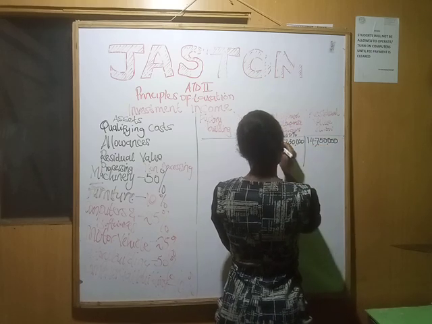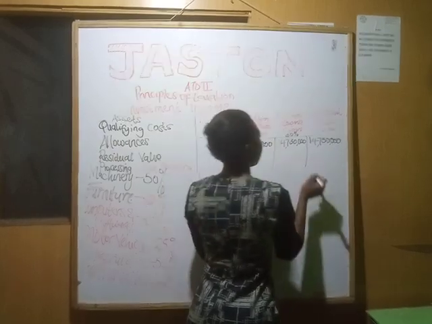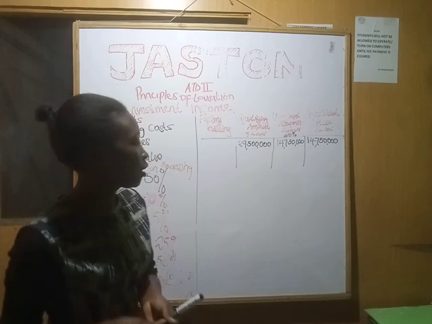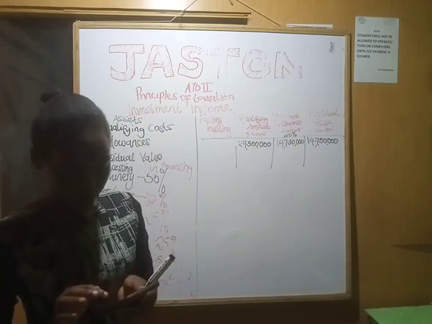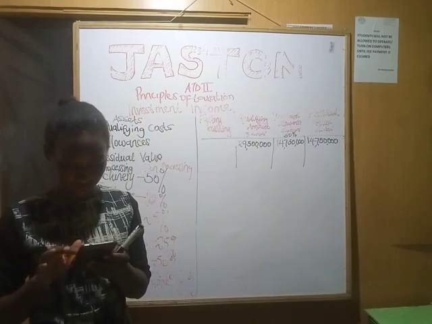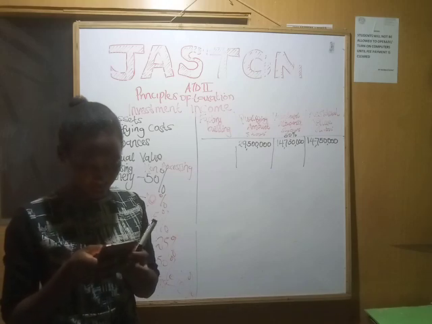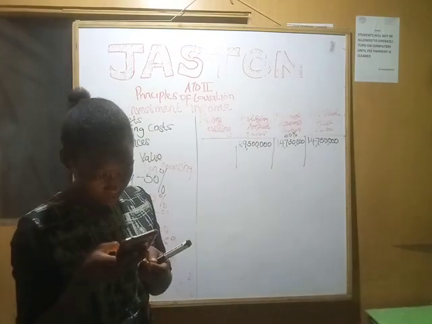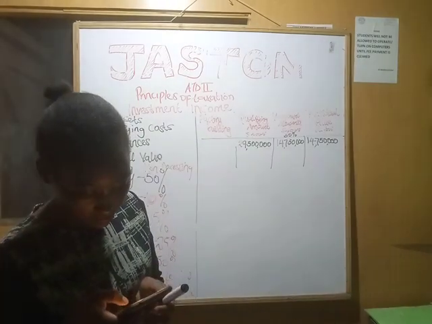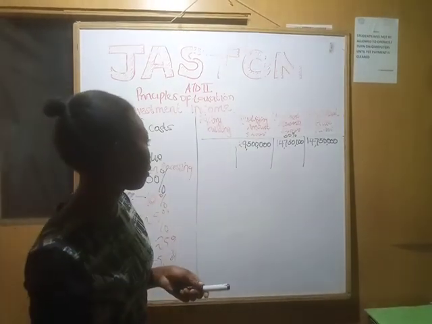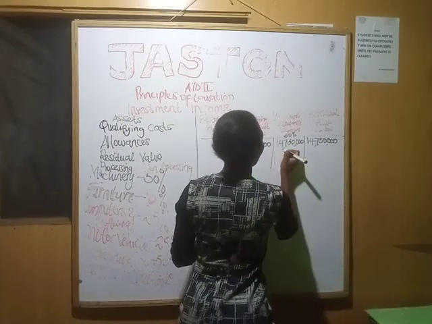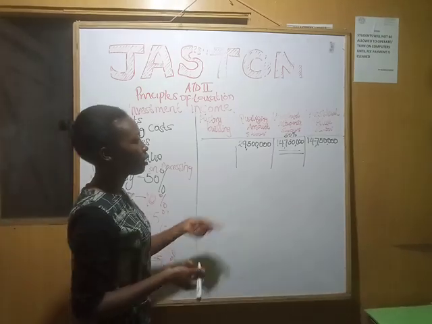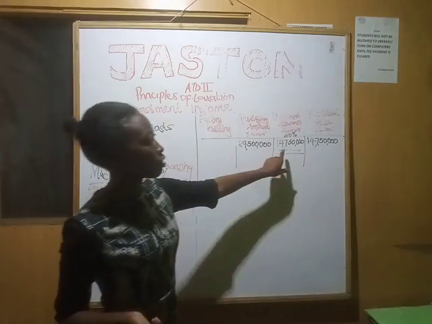Let's check whether there is another factory building quoted. We don't have any other factory buildings, so this will be our investment allowance. You double cross. This is your investment allowance, which means that your answer is here.